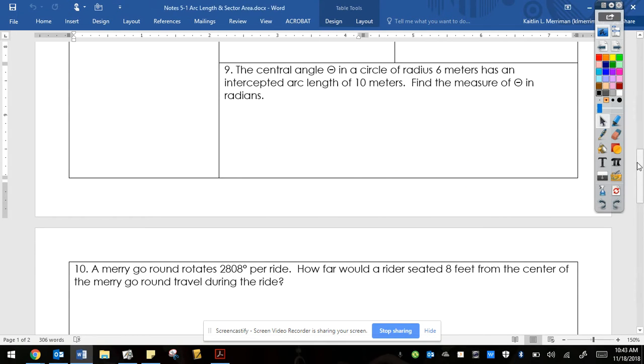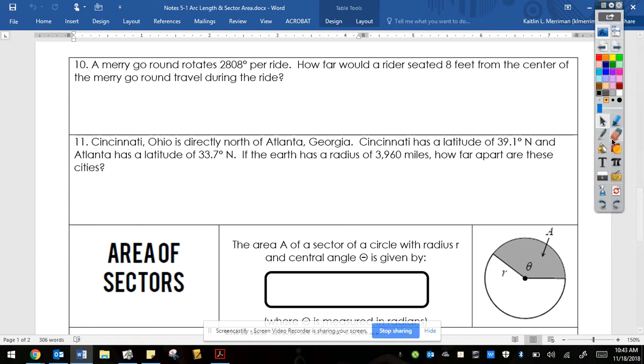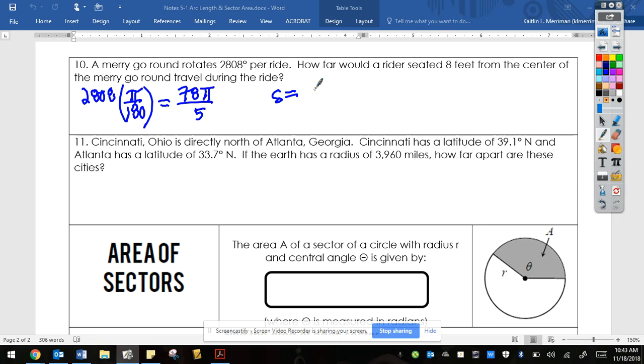Okay, so for number 10, we've got a merry-go-round that rotates 2,808 degrees. But we have to change that to radians. Once we've done that, you should get 78 pi over 5. Then when you plug that in, you get that the radius would be 8 feet, because if you're 8 feet from the center of the merry-go-round to the edge, that would be a radius of 8.